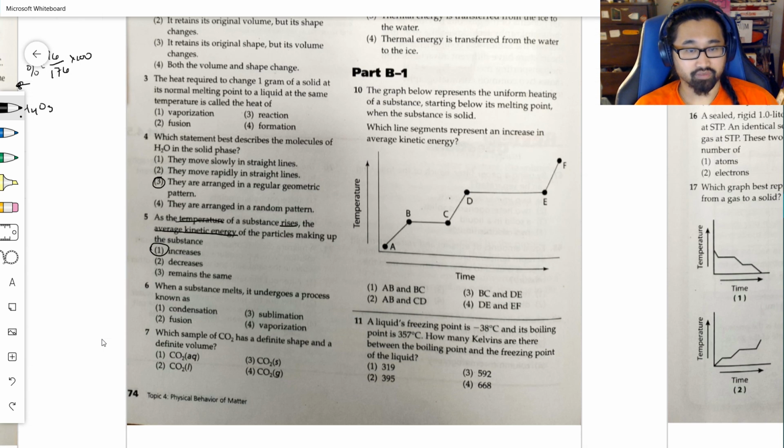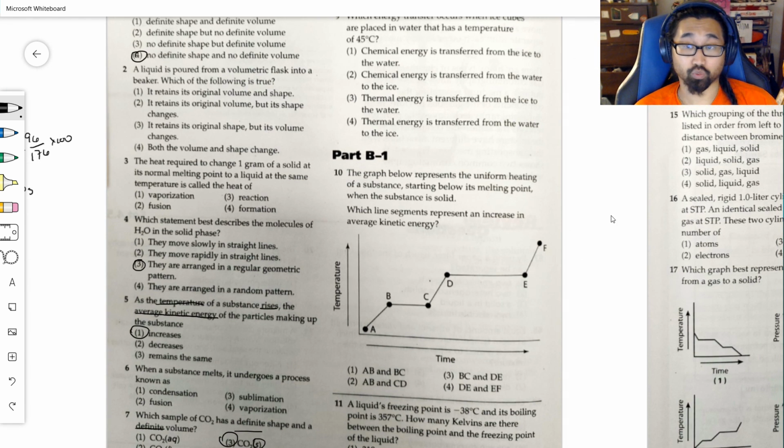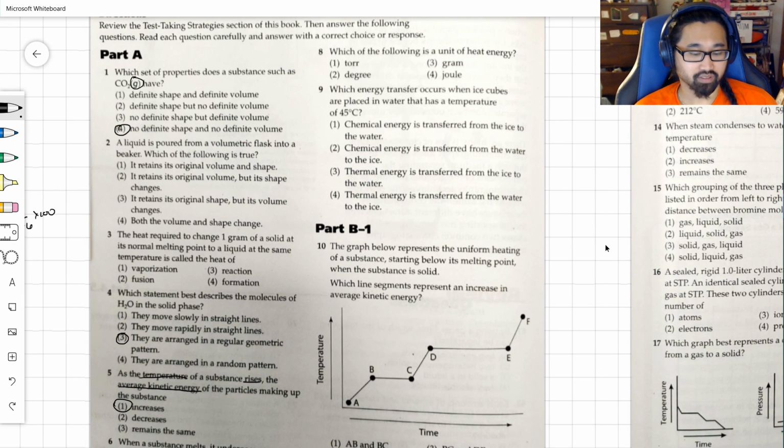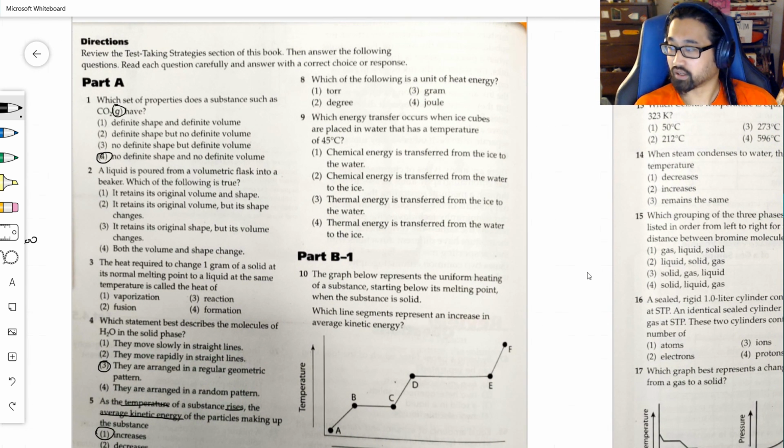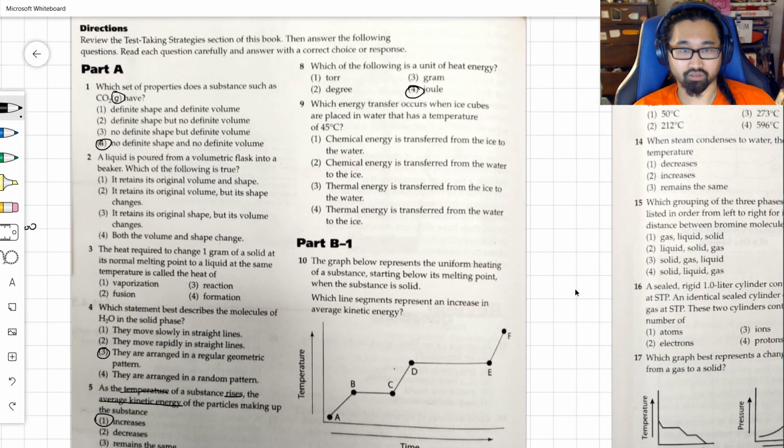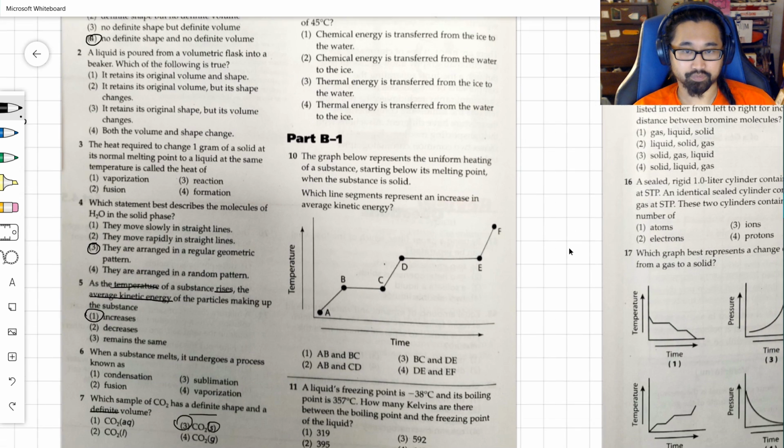All right, number 7. I need definite shape, definite volume. That's the solid. That's choice 3. It wouldn't matter what the compound is. The solid is the one that's going to have the definite shape and volume. Heat energy. Energy is measured in joules, and I believe that we mentioned that a little while ago. If we didn't, I apologize, and we won't worry about it. But heat is measured in joules. Energy is measured in joules.